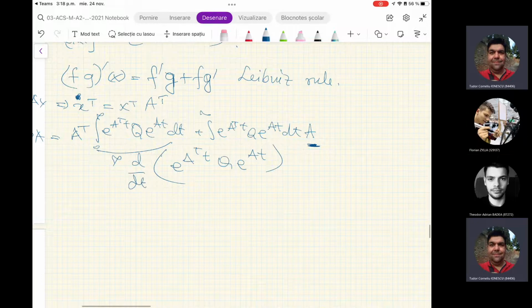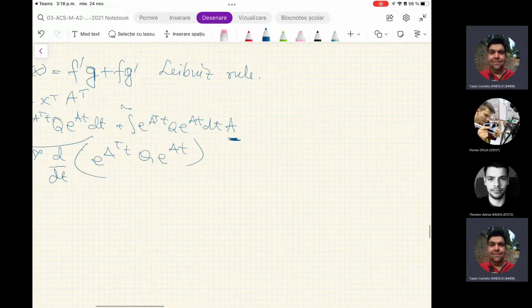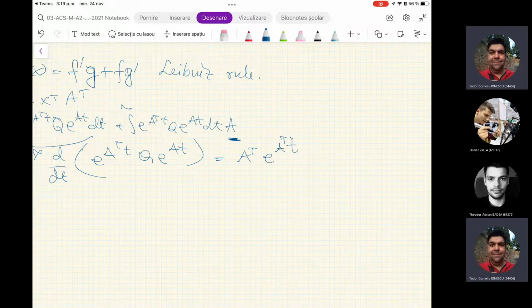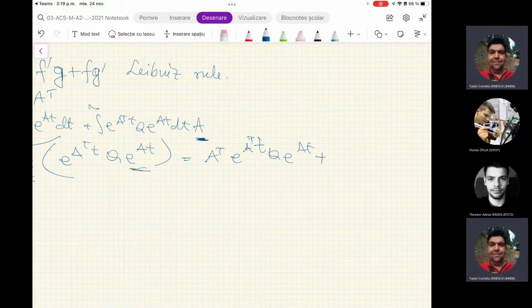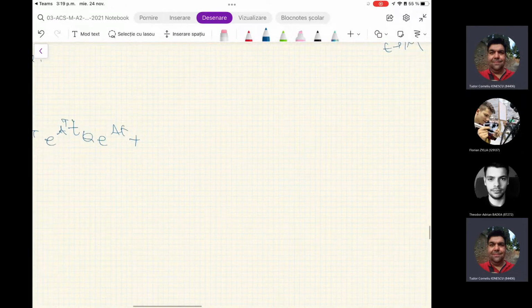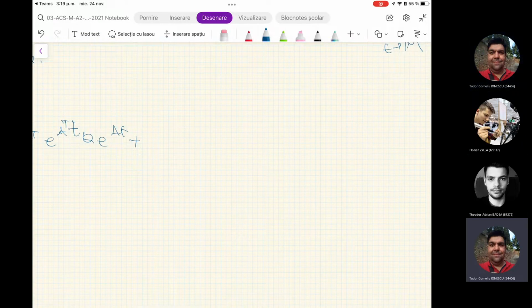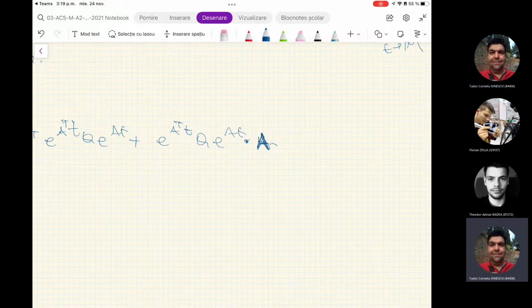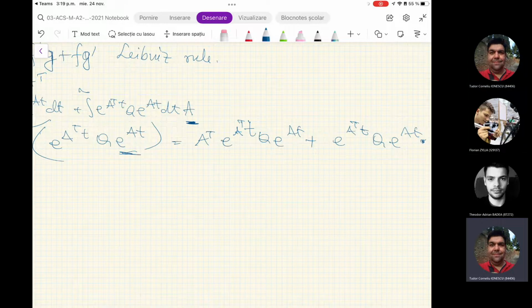d/dt, first, Leibniz rule. You take this guy, so it's A transposed e to the power A transposed t Q e to the power At, plus, now you take Leibniz rule, you take the derivative of this guy, so it's e to the power A transpose t Q e to the power At times A. You can definitely do that.